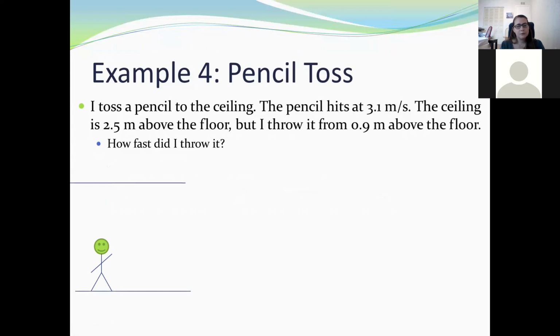Okay, so here's the room, right? You're standing on the floor. There's a ceiling. You're throwing the pencil up. It hits the ceiling at 3.1 meters per second. We know the height of the room is 2.5 meters, so I put our final height, y final, as 2.5 meters, which means y initial is 0.9 meters, and I chose the floor to be our 0 point.